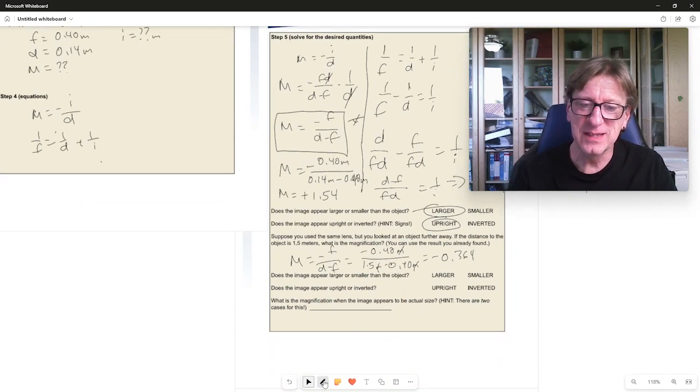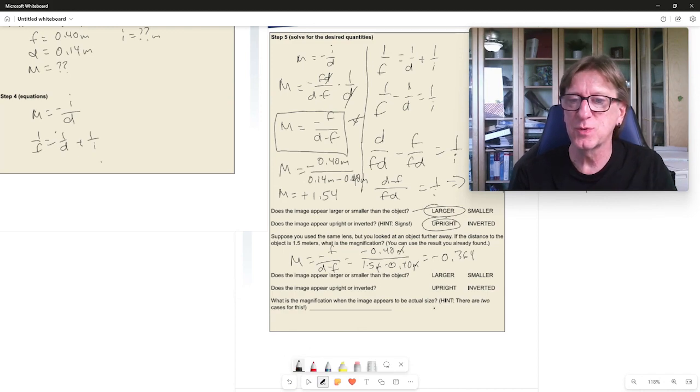All right, based on this then, does the image appear larger or smaller than the object? It's going to be smaller because my magnification is less than 1. Is it upright or is it inverted? It's going to be inverted, right? And that makes sense. Again, we said that if this is my focal point and my object was back here, then the image was going to be smaller and inverted. So that matches what we predicted when we did our ray tracing before.